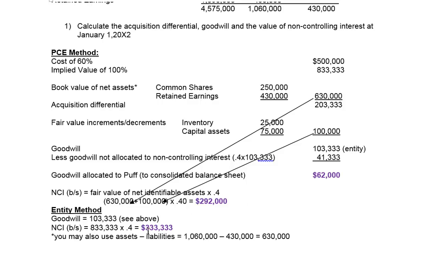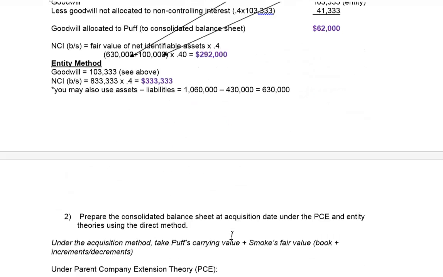Whereas under the entity theory, as I said up here, the entity theory does support this linear relationship. So they would say, well, that's your goodwill, and your NCI is getting 40% of that, which is going to be $333,333. So again, different numbers, which means your balance sheet will balance to something different. So now, with that theory explained, let's talk a little bit about what the balance sheet would look like under the parent company extension theory.